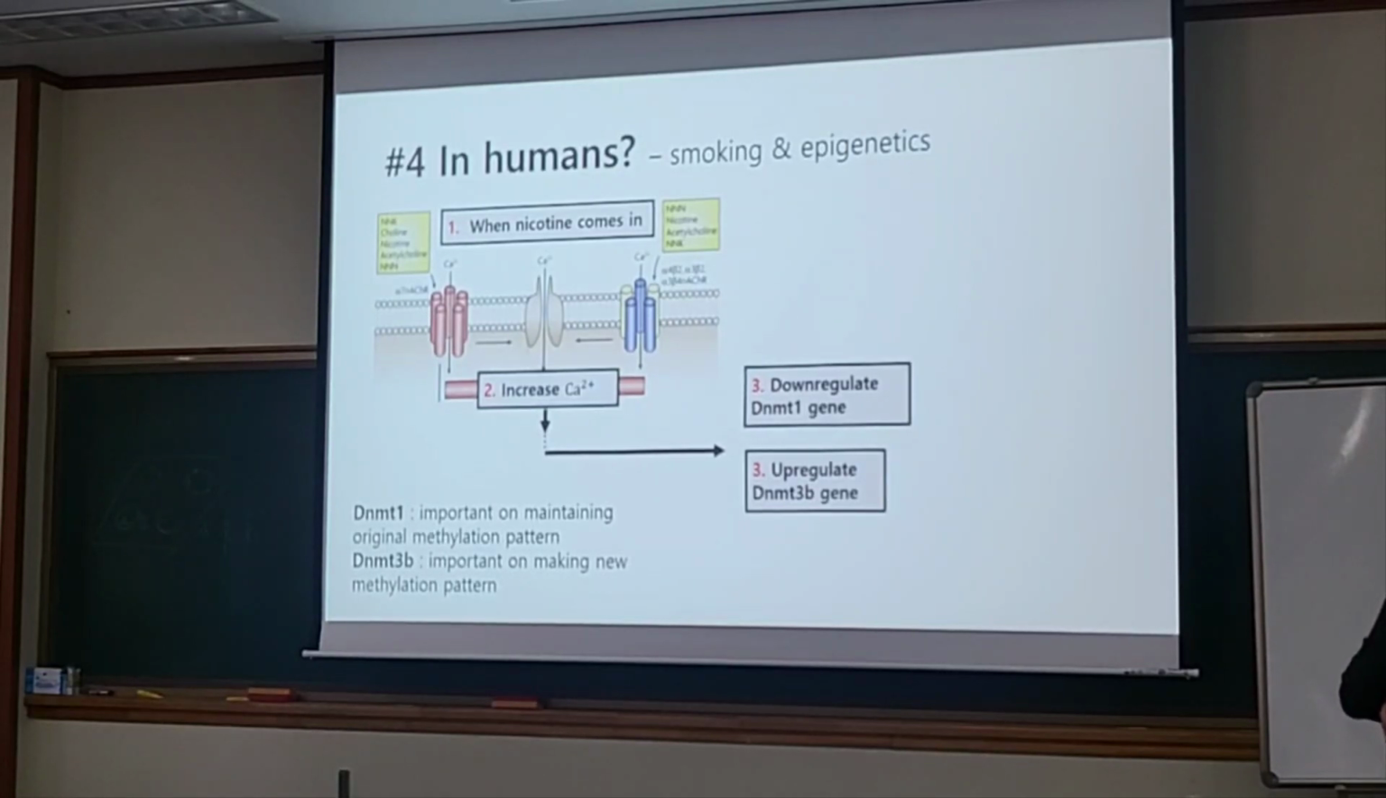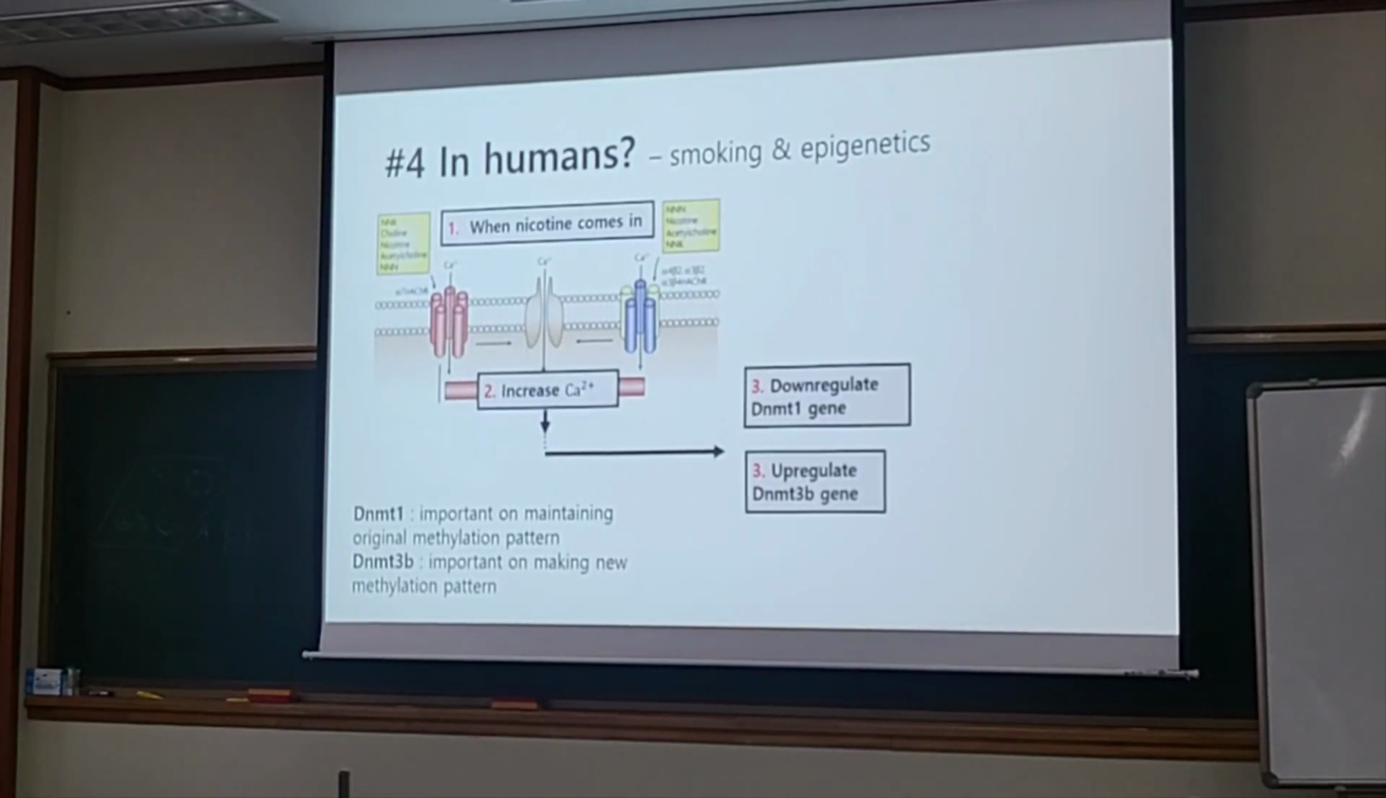Well, we all know that smoking is bad. It causes cancer. However, in detail, there are also differences in epigenetic patterns between smokers and non-smokers. So, when nicotine first comes into our body, it binds to nicotinic acetylcholine receptors, and it leads to an increase in calcium levels. This results in downregulation of the DNMT1 gene and upregulation of the DNMT3B gene.